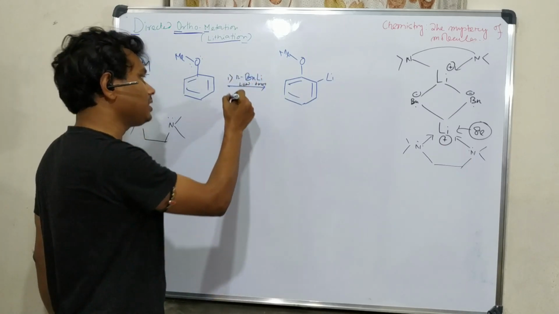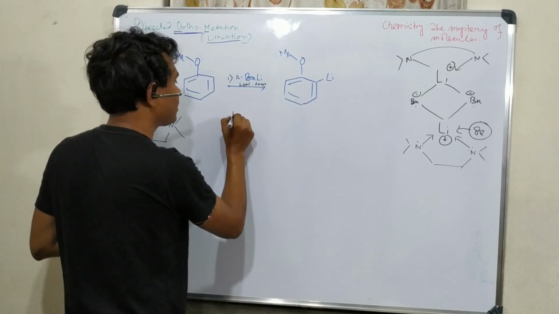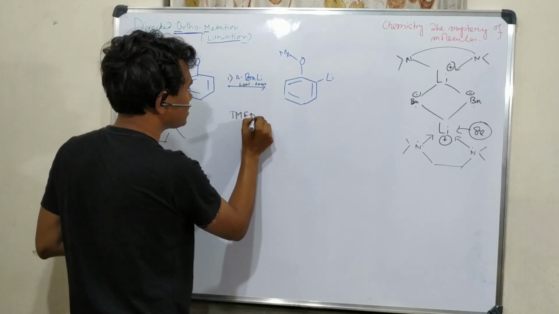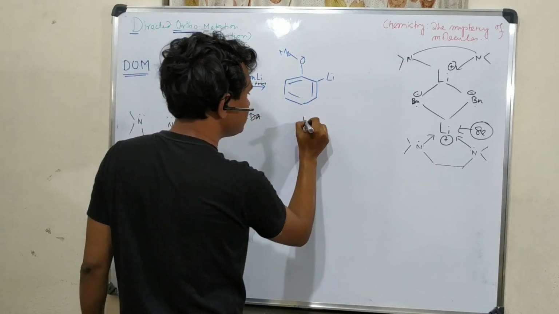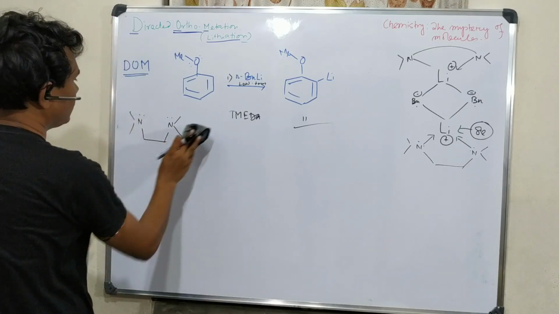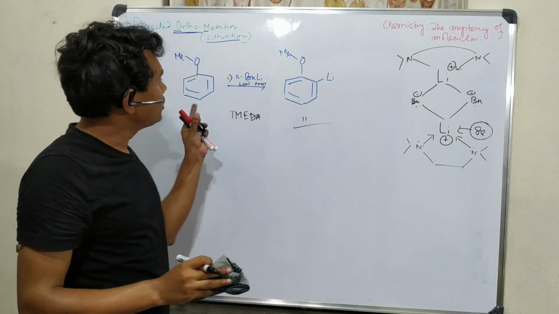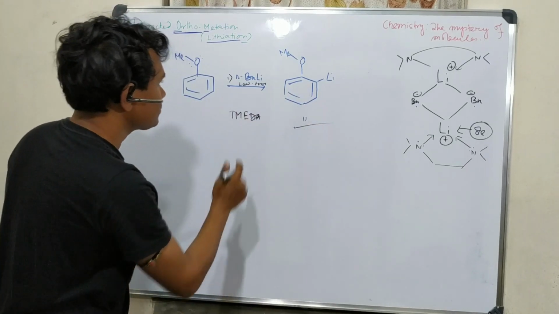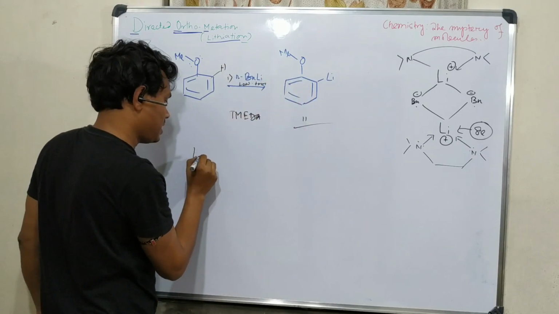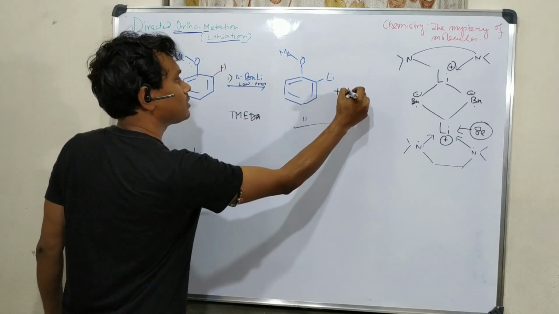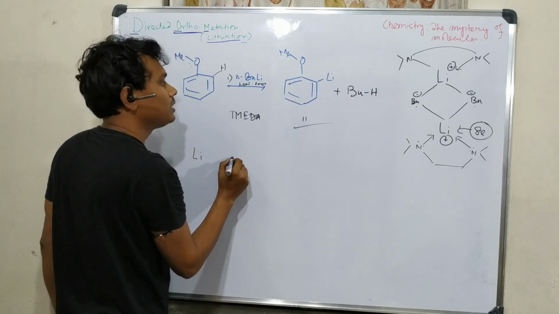So if TMEDA is added, then even at further low temperature this reaction proceeds to give the same product. Now let's discuss the transition state involved in this conversion. You can see this hydrogen is replaced by lithium and butane is liberated. So a four-centered arrangement should be in the transition state.